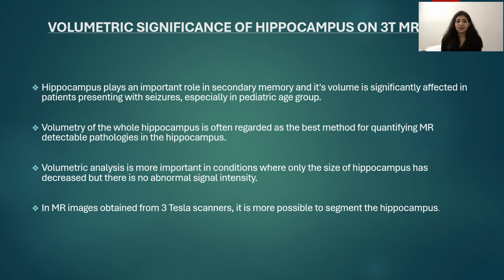Hippocampus plays an important role in the secondary memory, and its volume is significantly affected in patients presenting with seizures, especially in pediatric age group. Volumetry of the whole hippocampus is often regarded as the best method for quantifying MR detectable pathologies in the hippocampus. Volumetric analysis is more important in conditions where only the size of the hippocampus has decreased but there is no abnormal signal intensity. In MR images obtained from 3 Tesla scanners, it is more possible to segment the hippocampus.